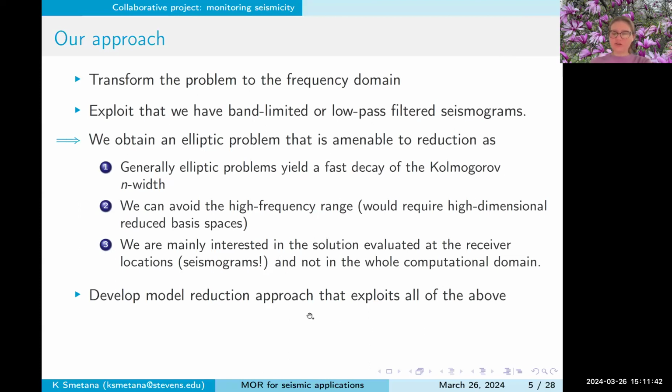And because we're only interested in the solution evaluated at the receiver locations, the seismograms, we really don't need to approximate the whole wave field well, which is also helping. And the idea is really to build a model order reduction approach that is specifically targeted to this challenging application. There are other applications where it might work, for instance, structural health monitoring, where we have, for instance, some damping. So it can also work in other approaches, but here we want to specifically focus on the application that we had in mind.